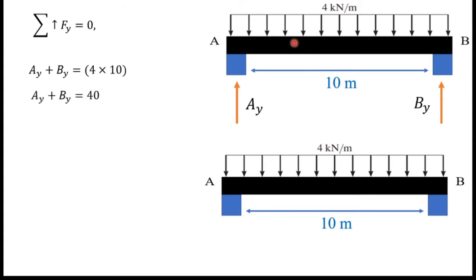If you look closely at this beam, you can see there is symmetry. Due to this symmetric nature, I can say AY equals BY. So finally I can write AY equals 20 and BY equals 20. Actually it's kilonewton, and those are the support reactions. AY equals 20 kilonewton and BY equals 20 kilonewton.